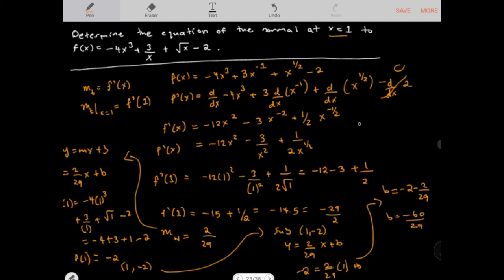So the equation of the normal is y is equal to 2 over 29 x minus 60 over 29. And that's the idea.